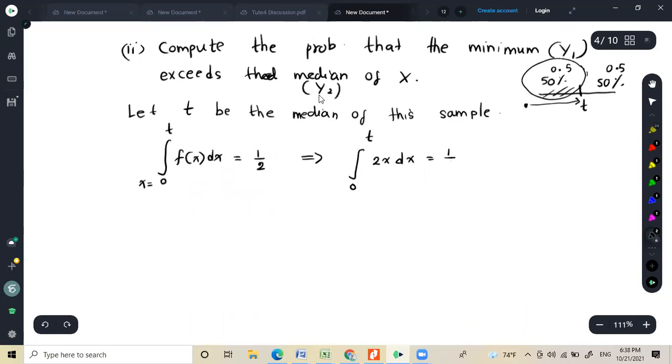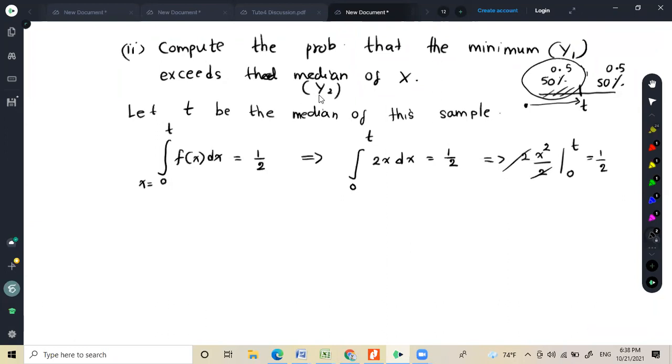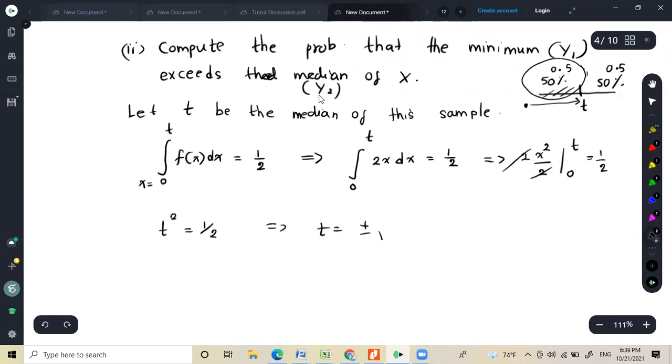The answer should be 1/2, right? Okay, so if you take the integration of 2x, that will be 2x to the power 2 divided by 2. Evaluate from 0 up to t, the answer should be 1/2. So you get, when you evaluate x at 0, it is 0. When at t, x is t. So you have t square minus 0. So I'm not going to write the 0. So this t square should be what? 1/2. Therefore, what is t? T is plus or minus square root of 1/2.